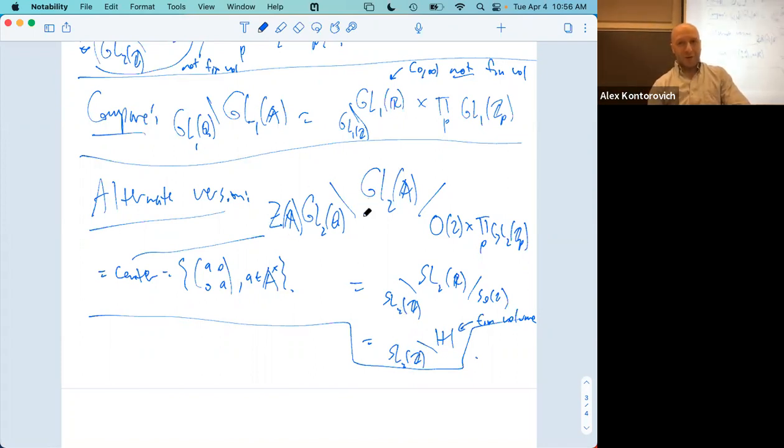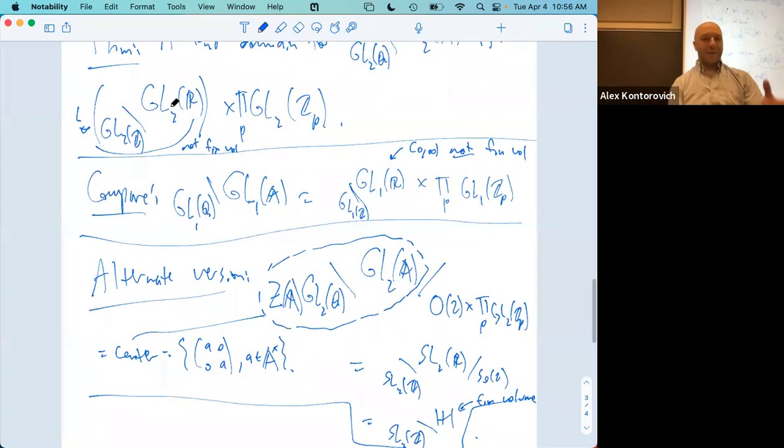You also, if you don't mod out by things on the left, you go back to the GL2, but still mod out by the center, so that once you mod out by the center, this is already a finite volume quotient. The problem is, GL2Z is not a lattice in GL2R. SL2Z is a lattice in SL2R. The determinant is just too big. The determinant has this zero to infinity range. But if you can control the determinant by modding out by the center, then this quotient is already finite volume.